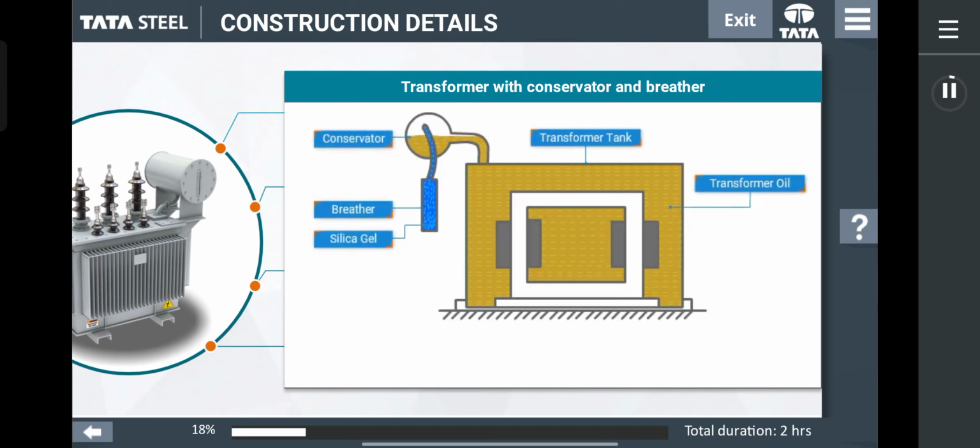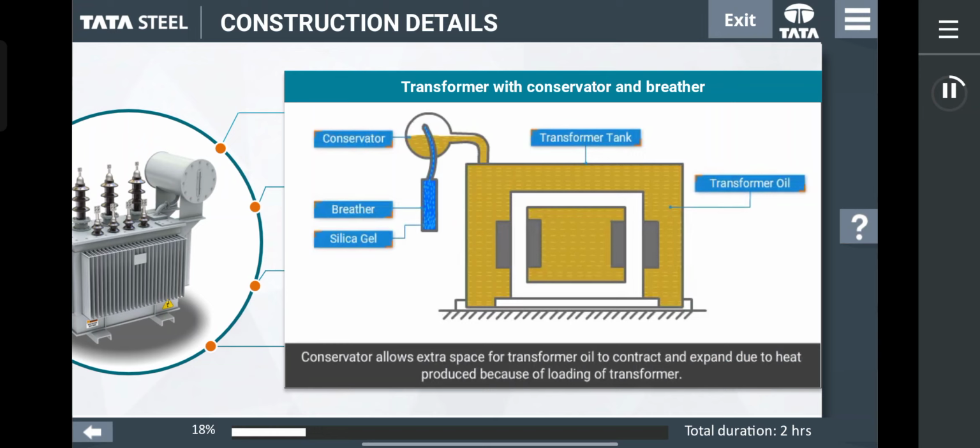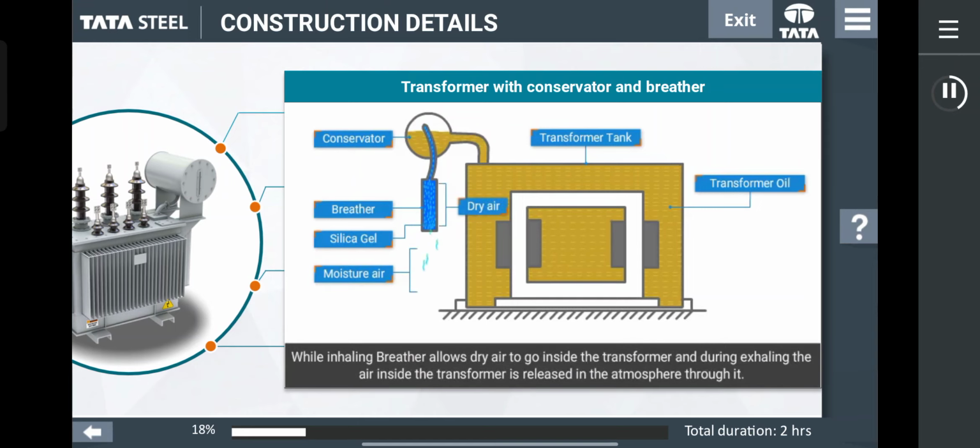Let's understand the working of transformer with conservator and breather. Conservator allows extra space for transformer oil to contract and expand due to heat produced because of loading of transformer. While inhaling, breather allows dry air to go inside the transformer, and during exhaling, the air inside the transformer is released in the atmosphere through it.